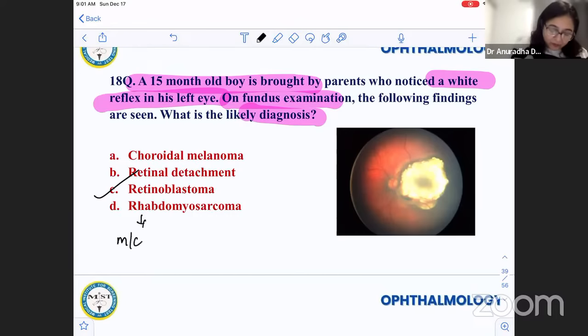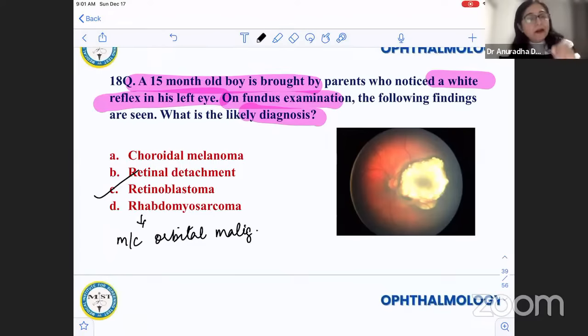Rhabdomyosarcoma is the most common orbital malignancy, primary intraorbital malignancy. Choroidal melanoma is the most common intraocular tumor in adults. Okay, right? So, intraocular malignancy, 4-5 points you only have to remember, beta. In oncology, retinoblastoma of course in detail. Choroidal melanoma is the most common intraocular malignancy in adults.